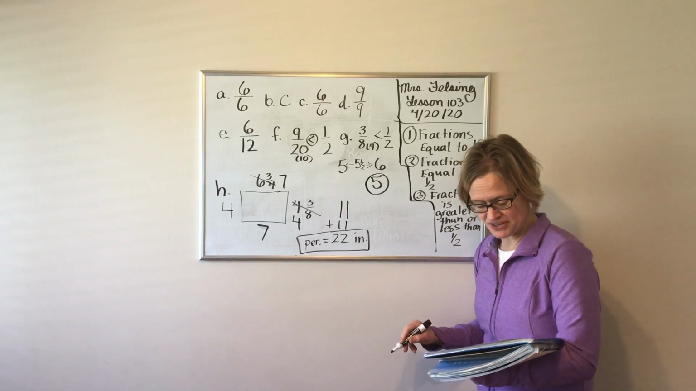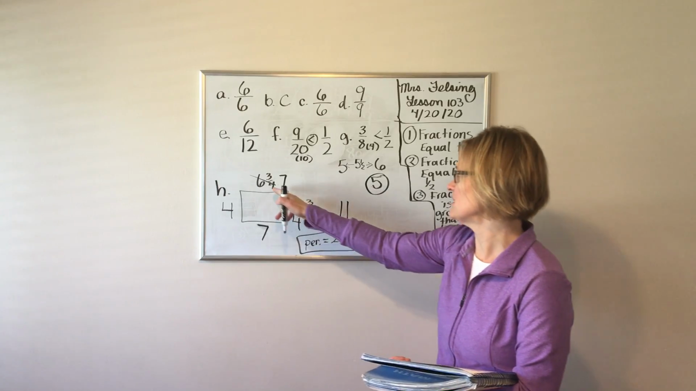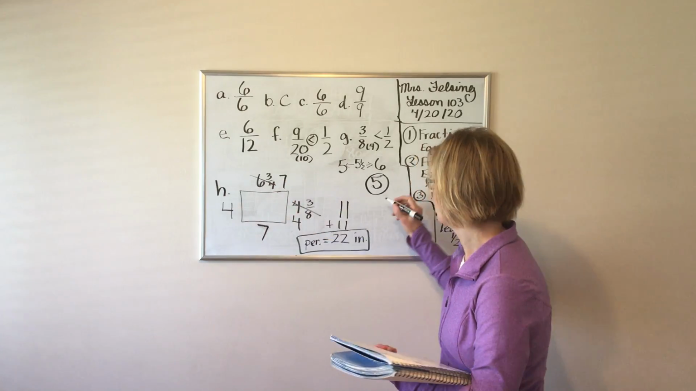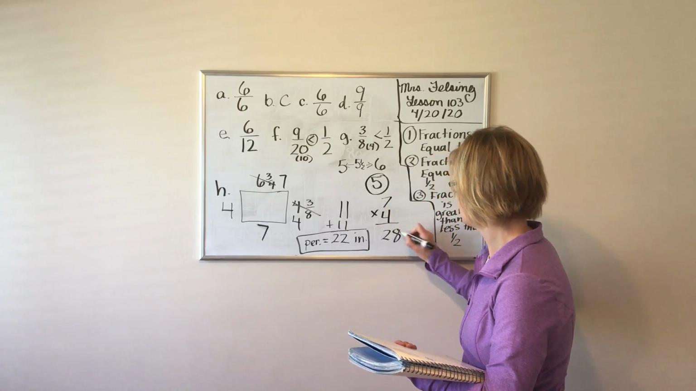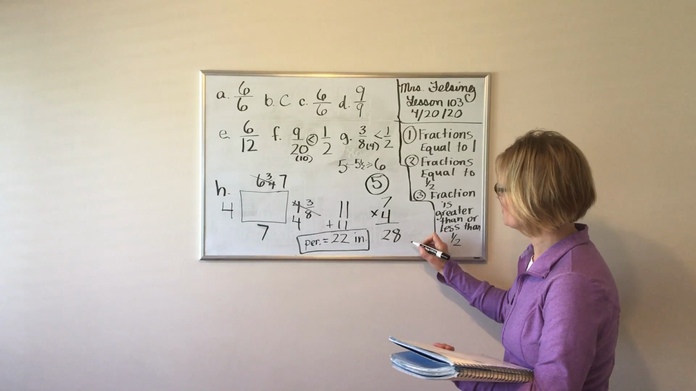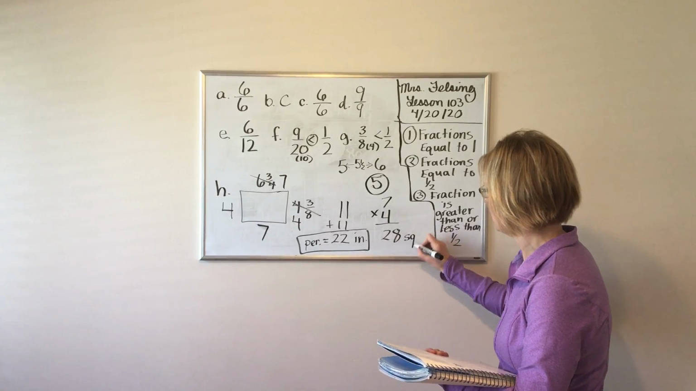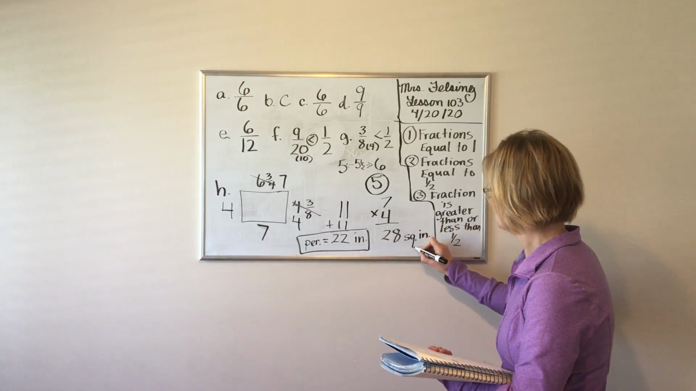Now we need to also figure the area. Remember, area is length times width. So 7 times 4 is 28. And remember, when we're doing area, we do square inches.